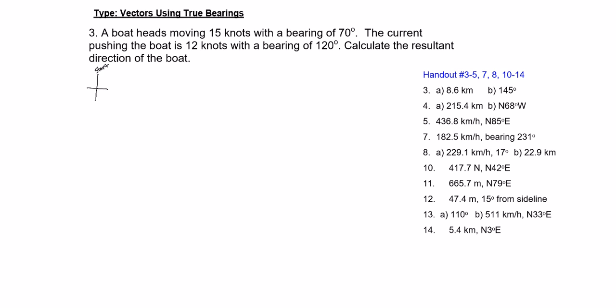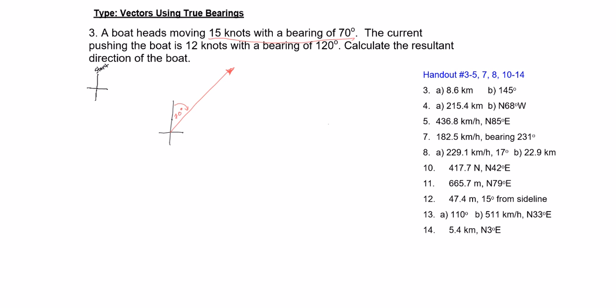So now we'll start with our vector, and then it says that this first one travels 50 knots at a bearing of 70 degrees. So it looks like this. The next thing that we always have to do is we have to tell where the 70 degrees is. So it sweeps from here to here is 70 degrees.